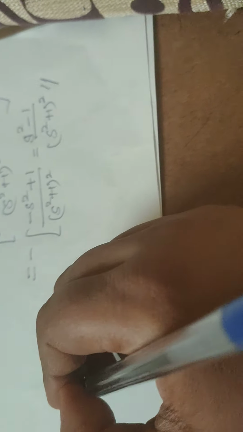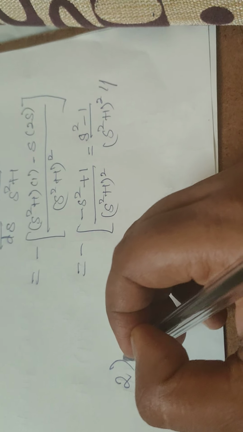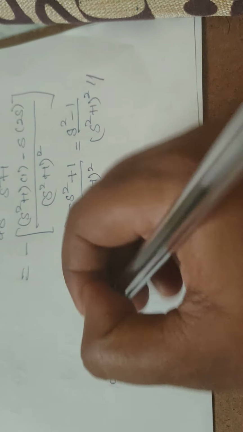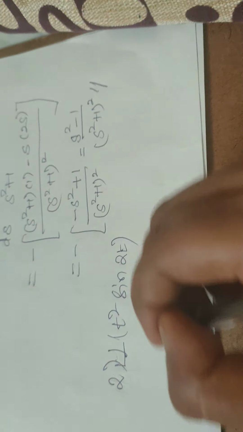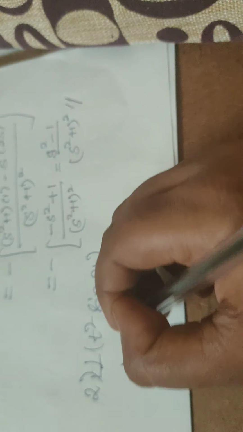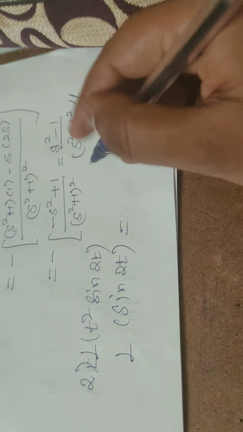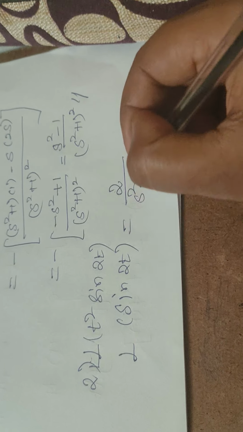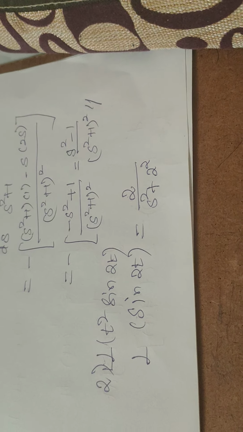Suppose we have a second problem: L of t square sin 2t. So what is the result? First find L of sin 2t, which is nothing but a by s square plus a square. So s square plus 2 square, that is 2 by s square plus 4.